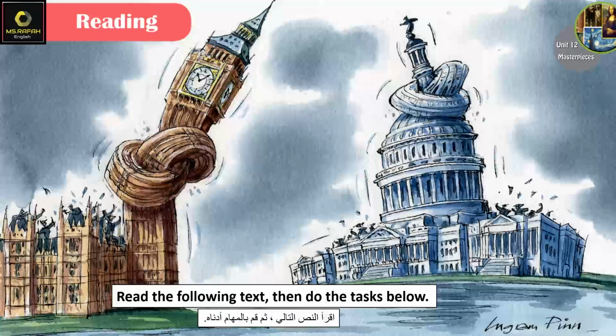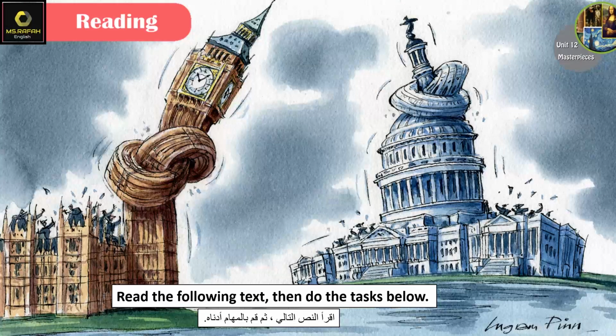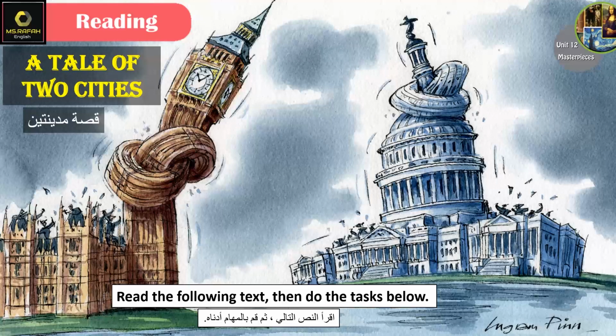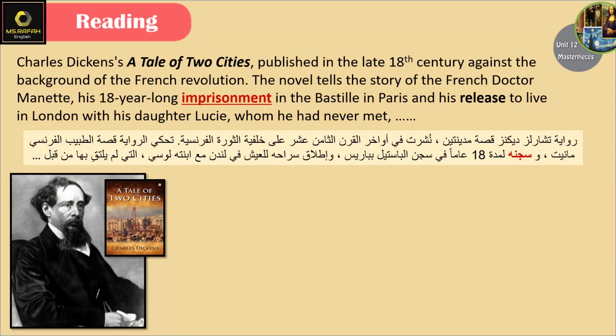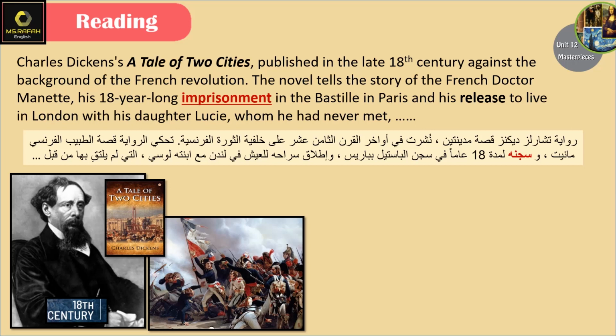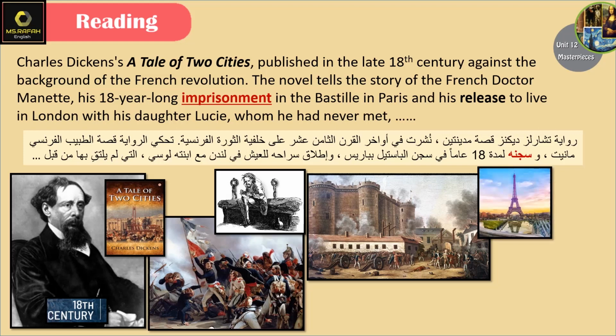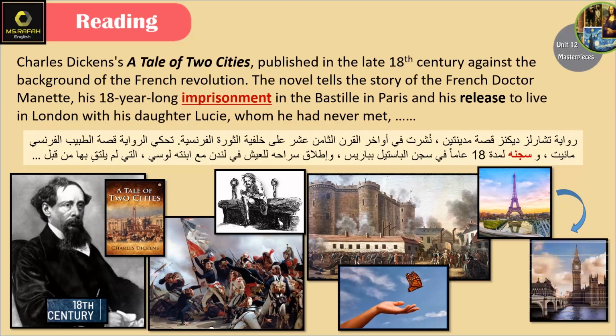Okay, now, let's move on to the lesson. Read the following text, then do the tasks below. A Tale of Two Cities. Charles Dickens's A Tale of Two Cities, published in the late 18th century, against the background of the French Revolution. The novel tells the story of the French doctor Manet, his 18-year-long imprisonment in the Bastille in Paris, and his release to live in London with his daughter Lucy, whom he had never met.